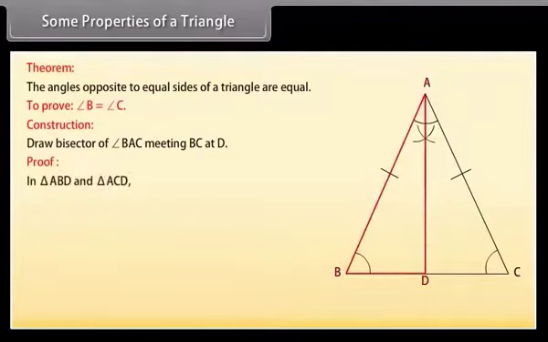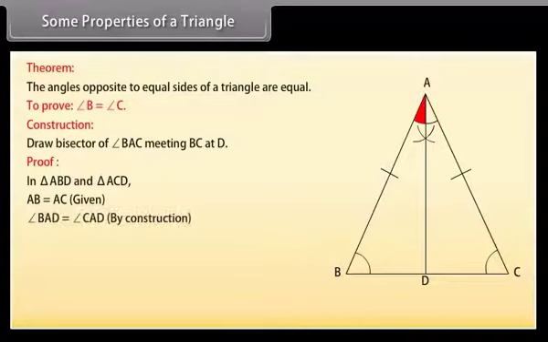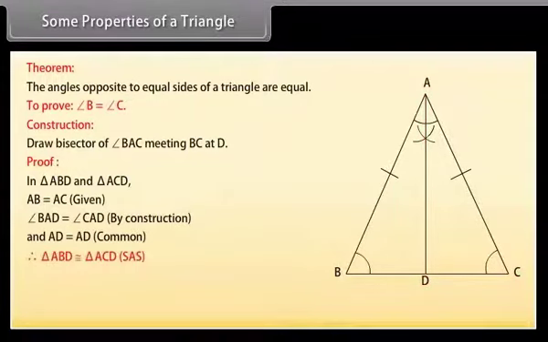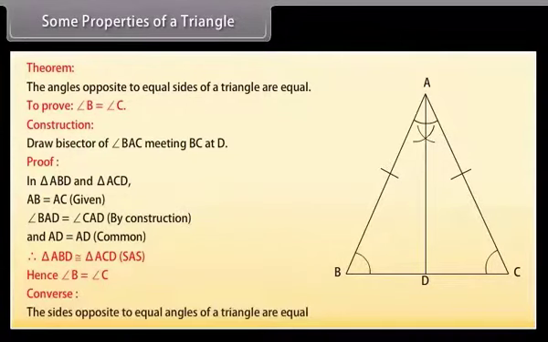Proof. In triangle ABD and triangle ACD, AB is equal to AC is given. Angle BAD is equal to angle CAD by construction, and AD is equal to AD, common. Therefore, by SAS rule, triangle ABD is congruent to triangle ACD. Hence, angle B is equal to angle C. The converse of the above theorem is also true, which says that the sides opposite to equal angles of a triangle are equal.